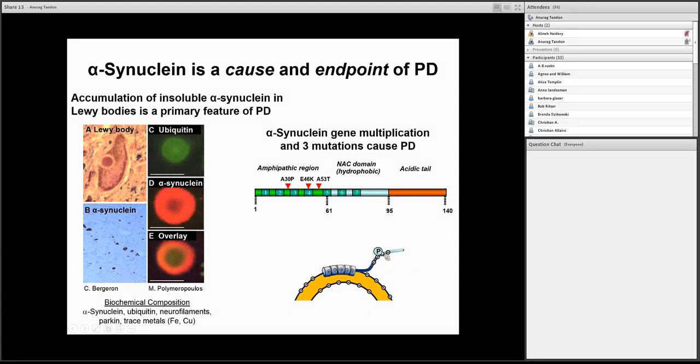This tail also gets another modification, which is called a phosphorylation. And this phosphorylation in normal tissue is only on about 5% of synuclein molecules. However, when you look at the synuclein that's present in Lewy bodies, about 95 to 100% of that synuclein is phosphorylated.